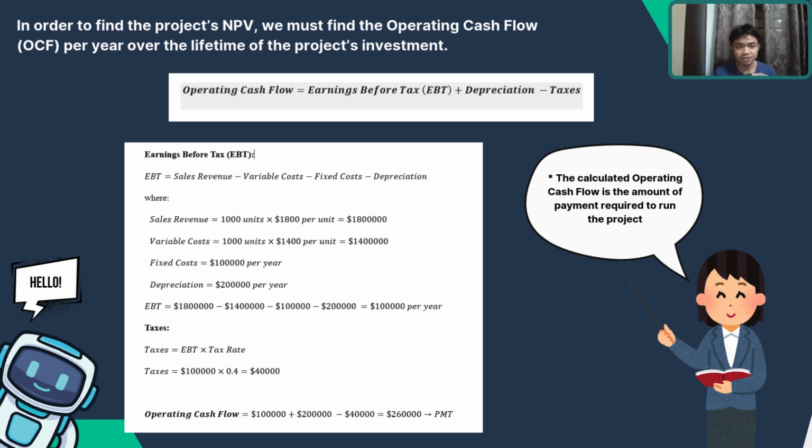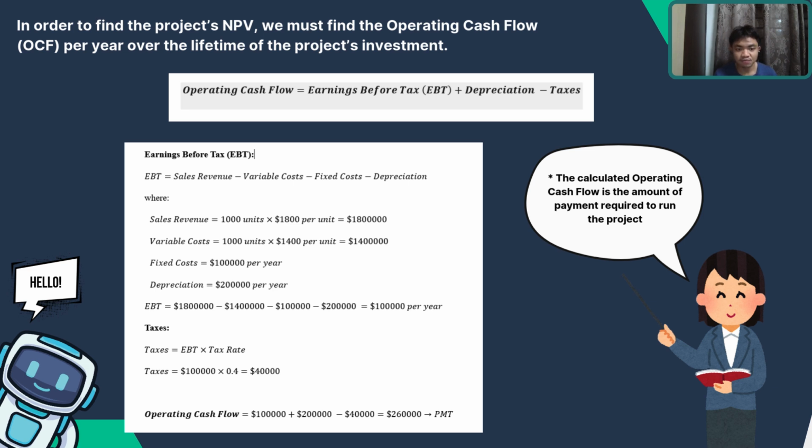In order to find the project's NPV, we must find the operating cash flow per year over the lifetime of the project's investment, which is 4 years. The operating cash flow formula is operating cash flow equals earnings before tax, EBT, plus depreciation minus taxes. So we must find the EBT first.